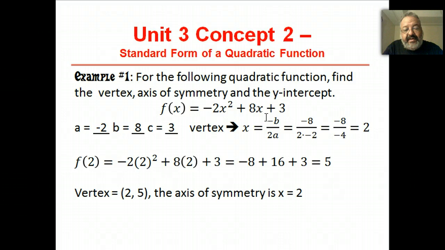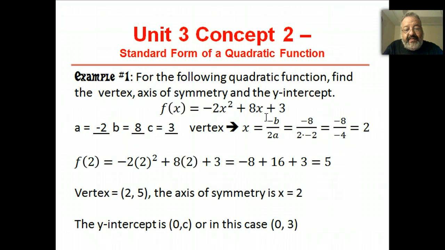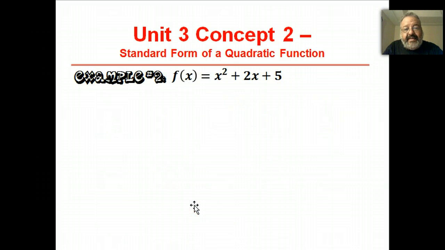The axis of symmetry is x equals 2, which you've seen before, which is the x value of the vertex. And the y-intercept is 0, c. That's kind of a new thing right there, so make sure you make a note of that: 0, c. In this case, c is 3, so the y-intercept is at 0, 3. And that's it.